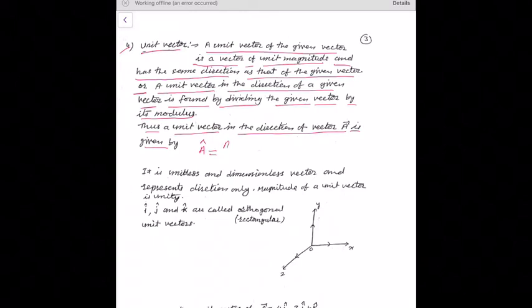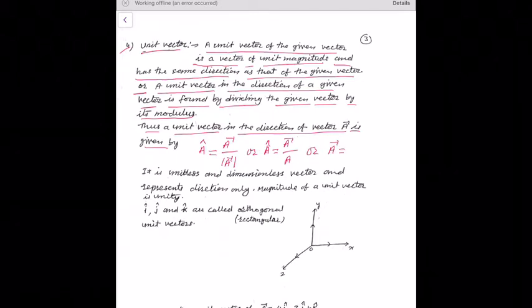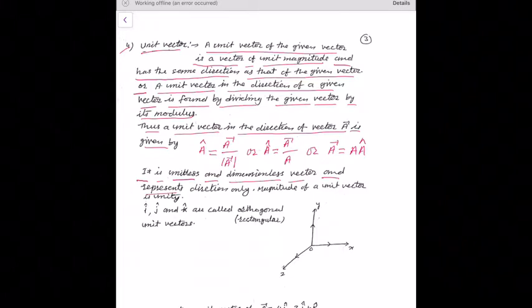A cap is equal to vector A upon modulus of vector A, or we can write A cap is equal to vector A upon A, or vector A is equal to A into A cap. It is a unitless and dimensionless vector and represents direction only. The magnitude of a unit vector is unity.